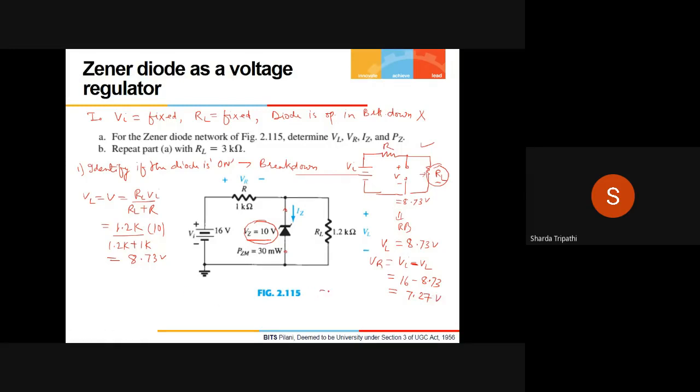Then how about IZ? Because the diode is working in the reverse bias region and we ignore the current flowing through the diode in the reverse bias region if the diode is ideal. So I'll say that Iz is simply equal to 0. And if Iz is equal to 0, Pz will be equal to Vz into Iz. So this is equal to again 0 because Iz is equal to 0. Okay? Any doubt in this?